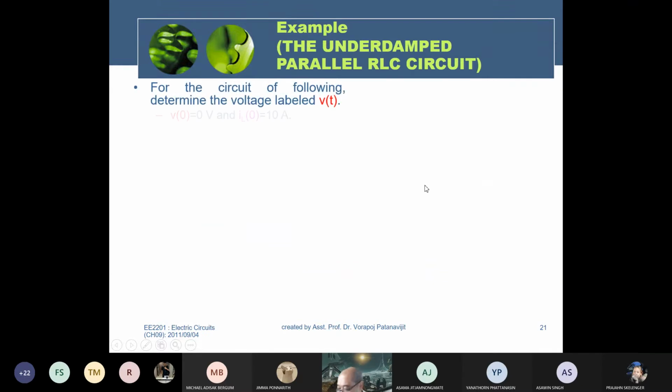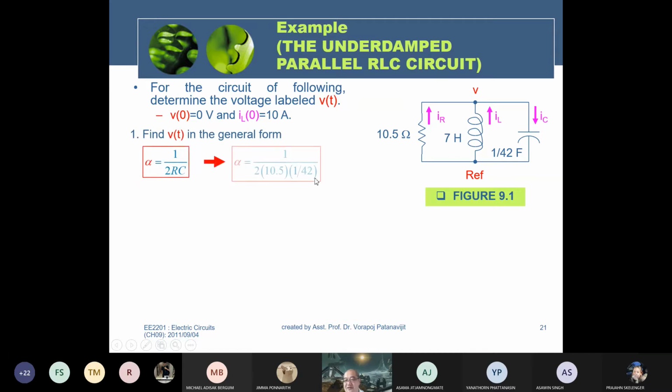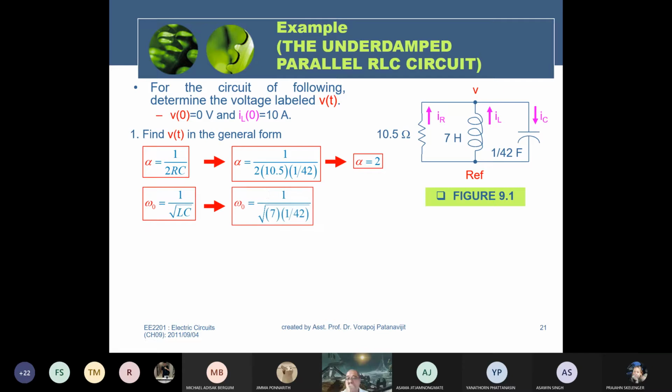Okay, to give you more understanding, for the circuit in the following figure, determine the voltage V. Assume that V0 equals 0 and IL0 equals 10 amp again. For this case, determine alpha first. Alpha equals 2, and omega equals square root 6, or about 2.7 or 2.8.